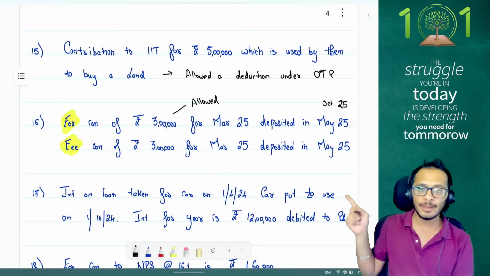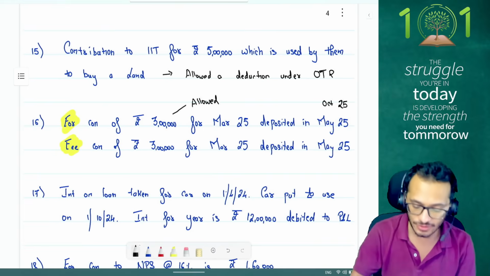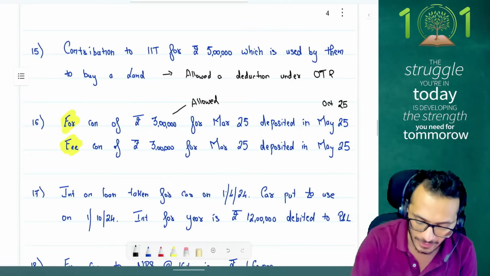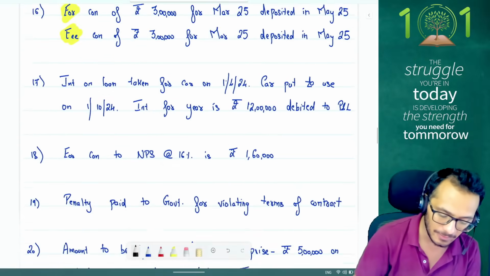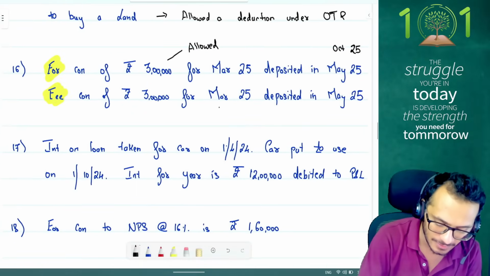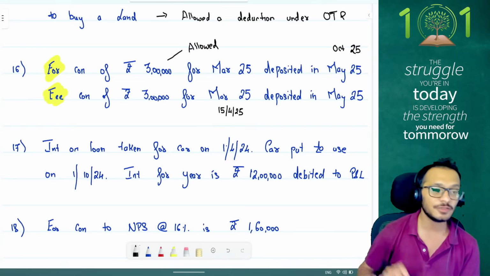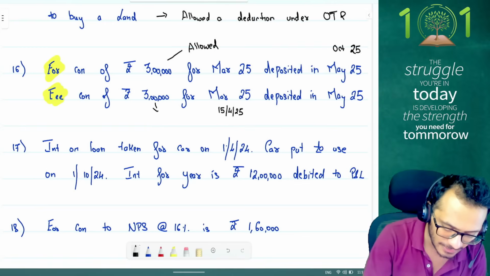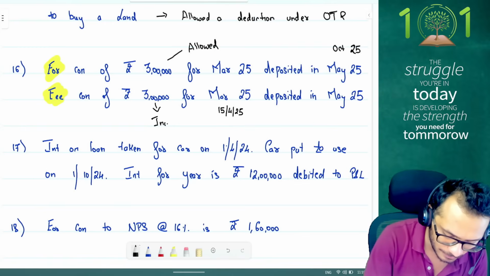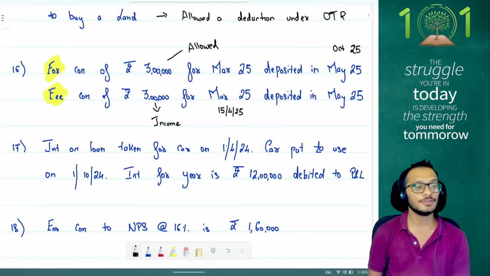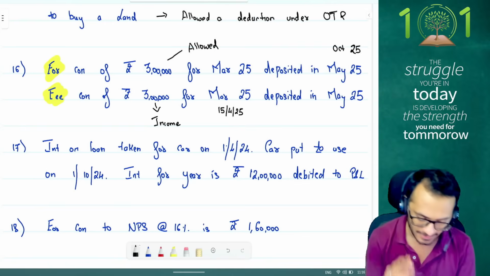Whereas when it comes to employee's contribution, I have a restriction of making the payment by the 15th of the next month. So I should have made the payment for the month of March by 15th April itself. I have made the payment in May, which means I've done a delay. Because I've done a delay, this will be treated as income. Are we clear? Yes, great.